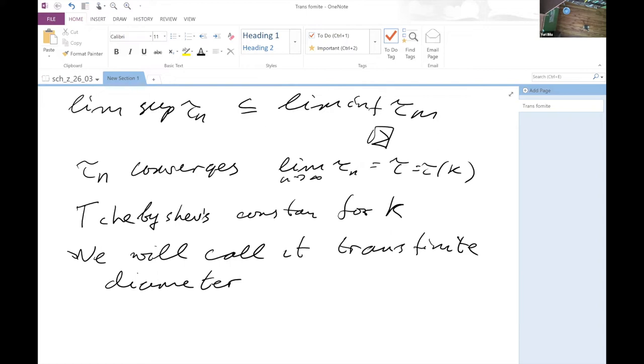Now, okay, so this is the definition. Now let us speak on some simplest properties.